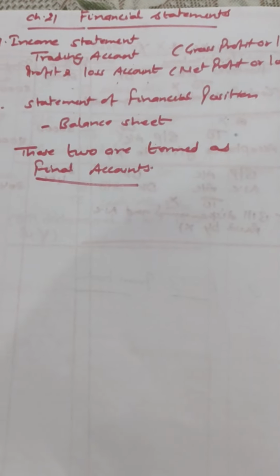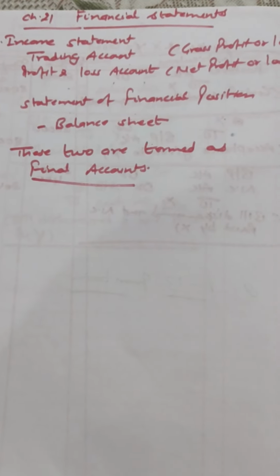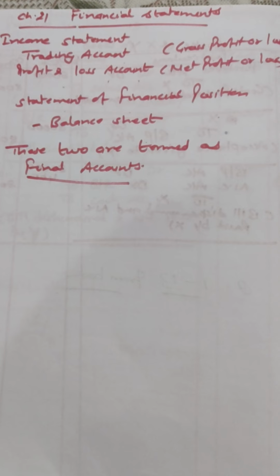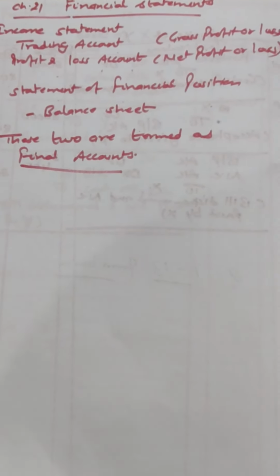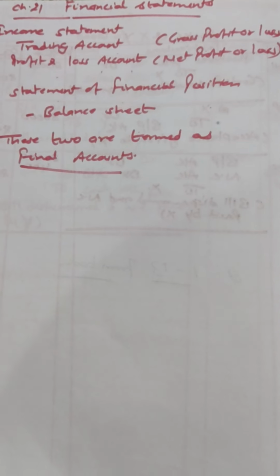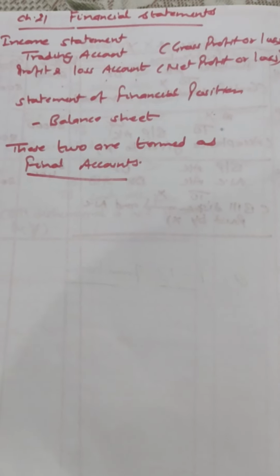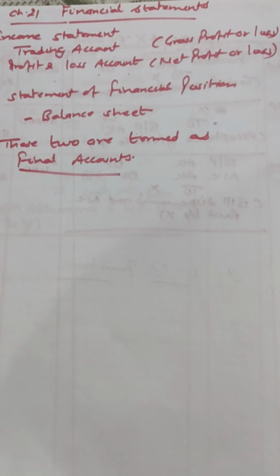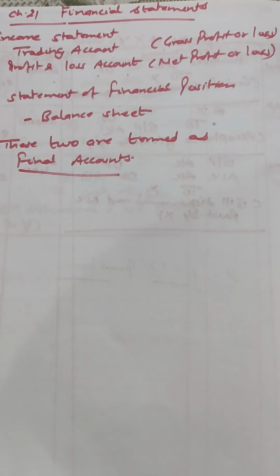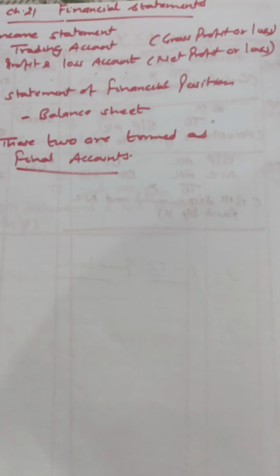Today we will start with chapter 121, that is financial statements. After making the trial balance from the ledger balances of all the accounts, financial statements are made to know the financial position and profitability of the business. There are two types of financial statements. First one is income statements.